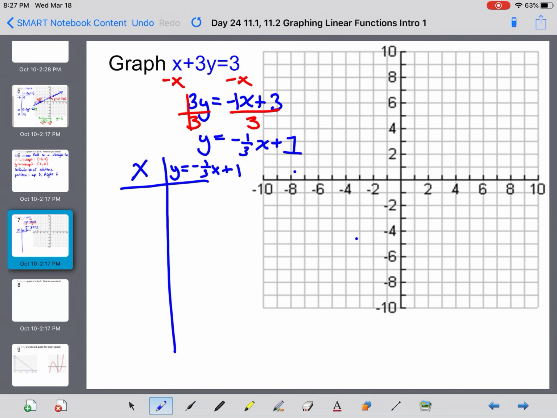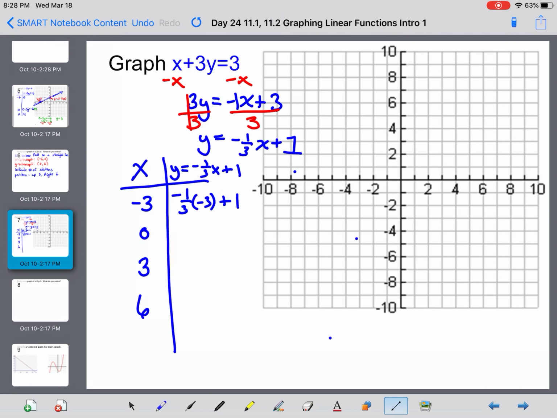Now, I get to choose whatever x values I want to choose. If you want to choose 0, 1, 2, 3, 4, that's great. You can do it. Use your calculator. Figure out what the y value is going to be. If I notice I'm going to be taking 1/3 of whatever the x value is, I'm going to say if I pick multiples of 3, my life is going to be a lot easier to work with. So I'm going to pick some negative values, 0 definitely because that's easy to work with, and then a couple positive values. So let's plug in -3. So y is going to equal -1/3 times -3 plus 1.